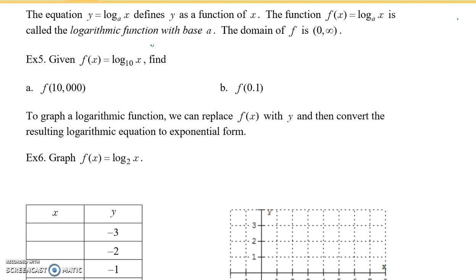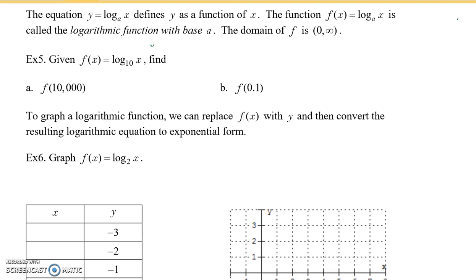Now, thus far we've emphasized the relationship between a logarithmic expression and an exponent, but in fact logarithms can define functions. The equation y equals log base a of x defines y as a function of x. For a given base a, for a particular x that we can substitute into the logarithm, we'll get one and only one y value for that x. Basically, we're saying there's one and only one exponent that a can be raised to give us x, assuming x is an allowable value that we can substitute into the logarithm.